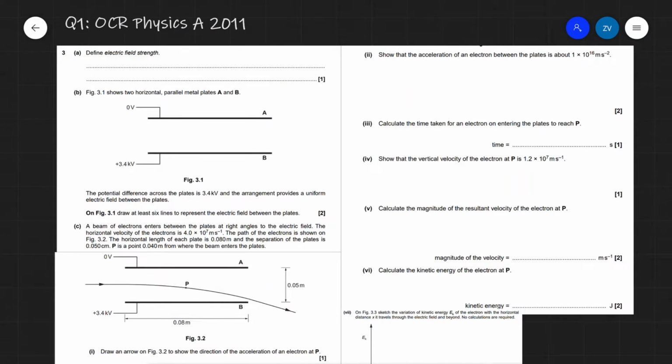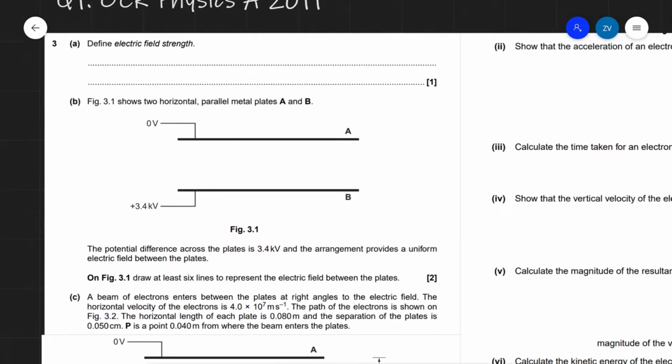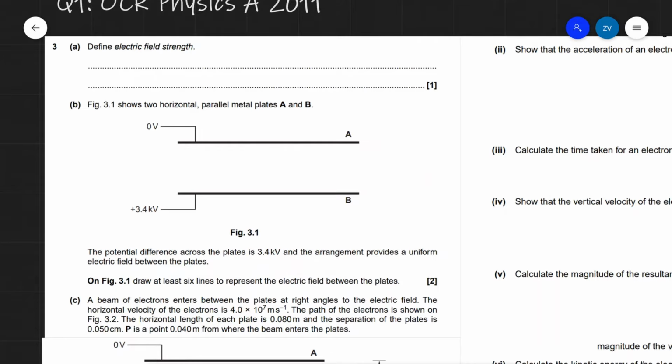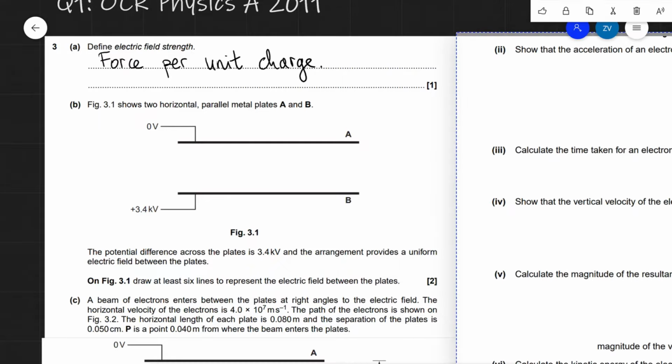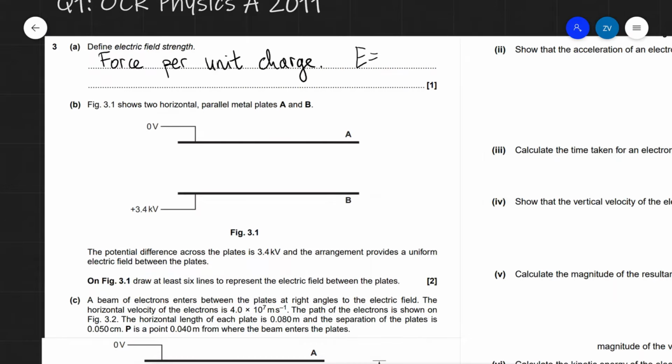The first bit of this OCR Physics A 2011 question is to define electric field strength. So the field strength is defined as the electrical force, we can also just write the force per unit charge. We know that because the equation for electric field strength, you don't have to write that in an exam, is that the electric field strength is equal to the electrical force divided by the charge, hence force per unit charge, if you've ever forgotten that definition.